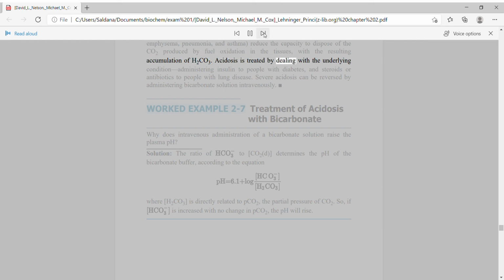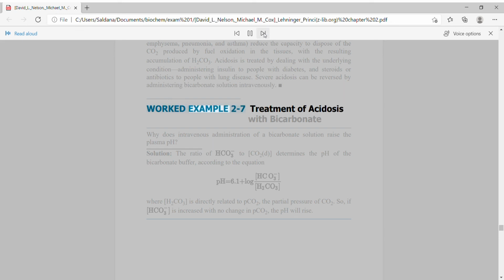Acidosis is treated by dealing with the underlying condition, administering insulin to people with diabetes, and steroids or antibiotics to people with lung disease. Severe acidosis can be reversed by administering bicarbonate solution intravenously.